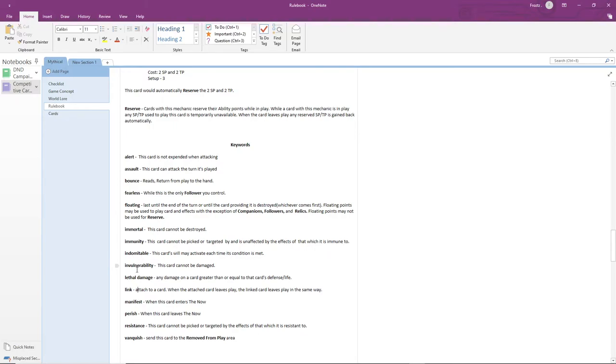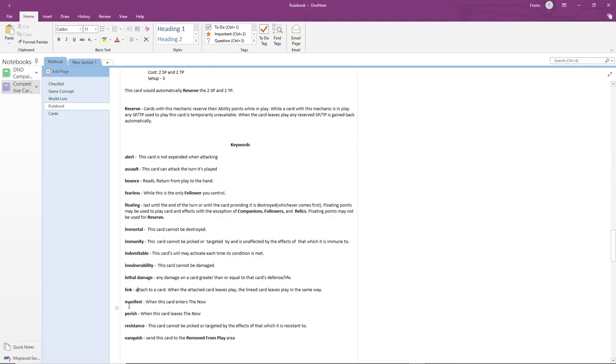And after this one is invulnerability, and that just means that the card cannot be damaged. The card can still be destroyed, removed from play, bounced, etc. It's just that it cannot have damage inflicted on it. So you can still assign damage, and if you are defending, then your opponent has to assign the damage to you. However, you're not destroyed by lethal damage.